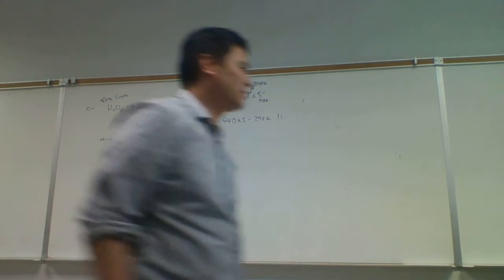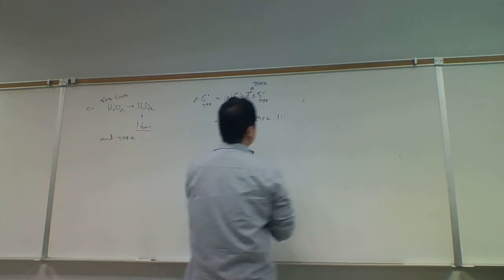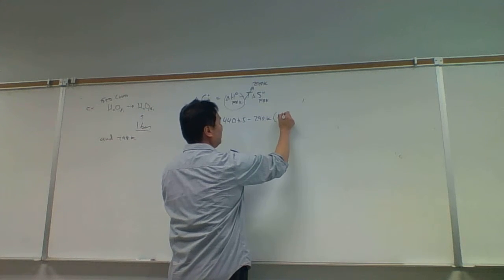Actually, I have my calculator. So the entropy of the product, the gas water, is 188.8 minus 69.91. Actually, this is a pretty decent backup calculator. And so I get 118.89.